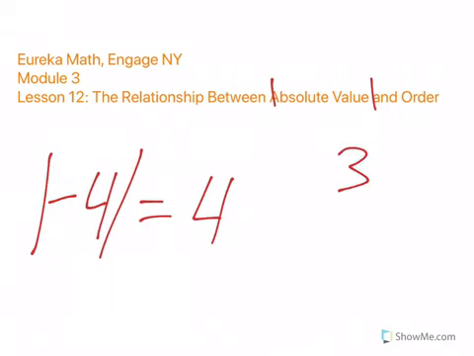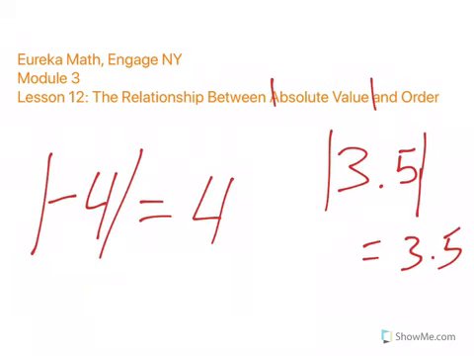If I said positive 3.5 and find the absolute value of positive 3.5, well, that is 3.5 away from zero. So the absolute value of 3.5 is 3.5. Negative 3.5, I said find the absolute value of negative 3.5, it's also 3.5 away from zero. So the positive 3.5 and the negative 3.5 both have the same absolute value.